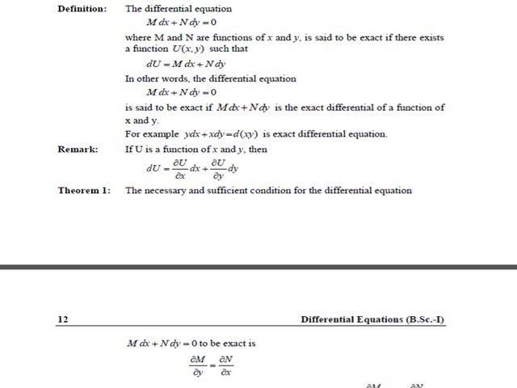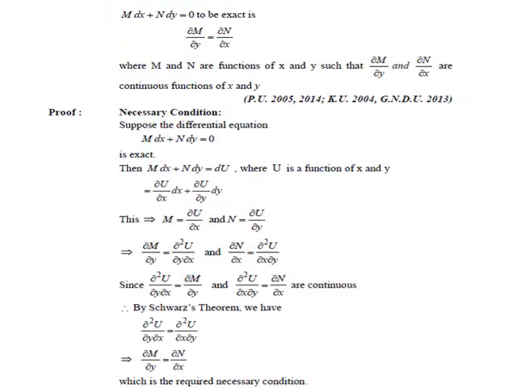Here is the proof. See, in the necessary part, we suppose M dx plus N dy is exact. Then by the definition of exact, M dx plus N dy equal to some du. Then by total differentiation, du is equal to del u by del x dx plus del u by del y dy. Now compare the like terms on both sides. We get M is equal to del u by del x and N is equal to del u by del y. If we partially differentiate M with respect to y, we get del M by del y is equal to del square u by del x del y, and del N by del x is equal to del square u by del x del y.